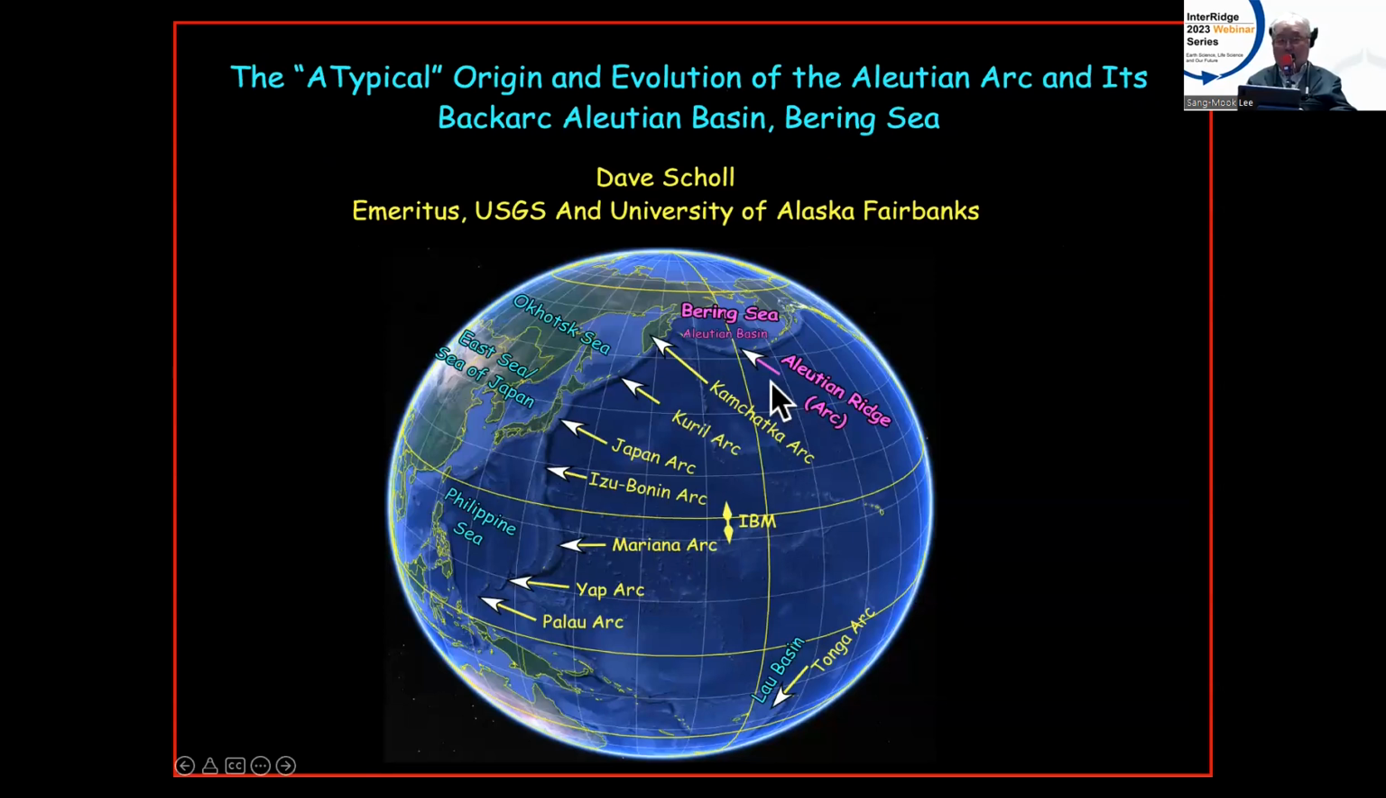Good. All right. So I call this the atypical origin and evolution of the Aleutian arc and its back arc, the Aleutian Basin up in the Bering Sea. What this slide shows is up here in red the Bering Sea, the Aleutian Basin here, the Aleutian arc. But we're more familiar all the way on down across the Western Pacific, all the way down to the Tonga-Lau system at any rate, with especially the work of Dan Carrig back in the 70s in the Philippine Sea, the Eastern Philippine Sea, and also down through here, as to how these back arc and arc systems evolve.